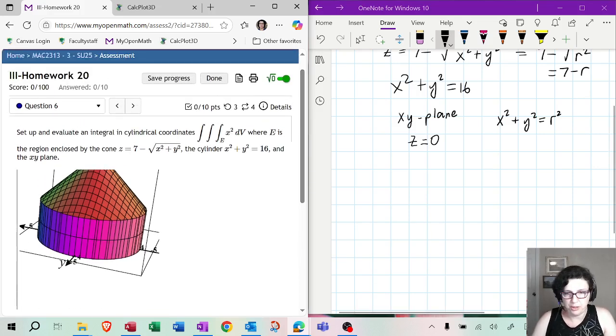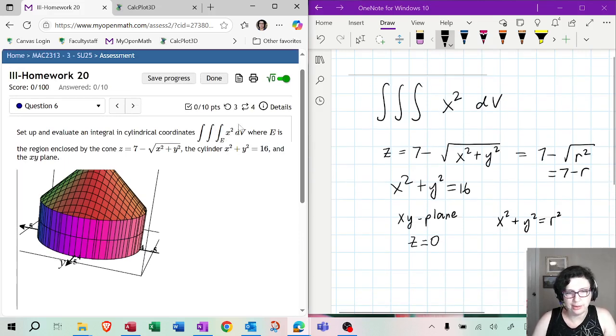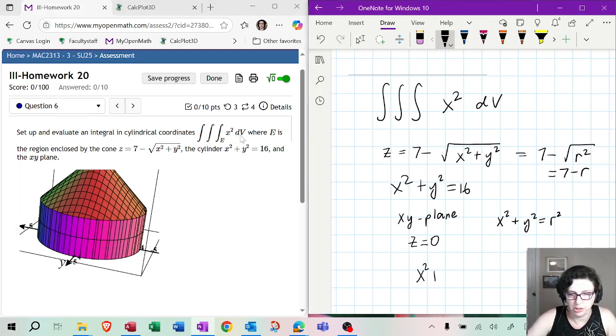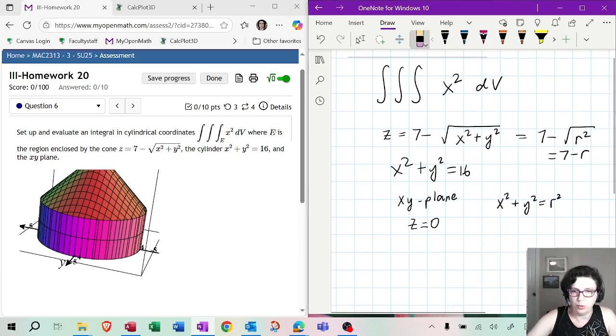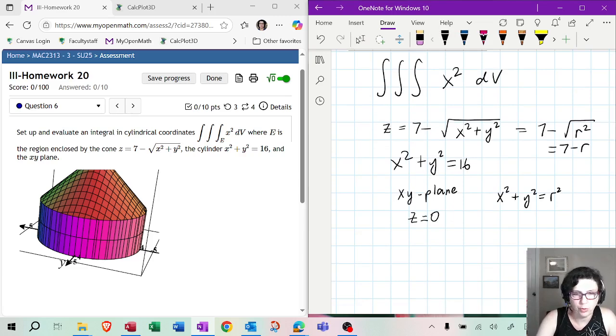But the problem here is that we're not integrating something that's easily convertible to cylindrical. What am I talking about? If you have something like x squared plus y squared and you integrate that, well, that immediately changes to r squared and you're good. But here you don't. You just have x squared. So what do we do with that x squared? How does it change?